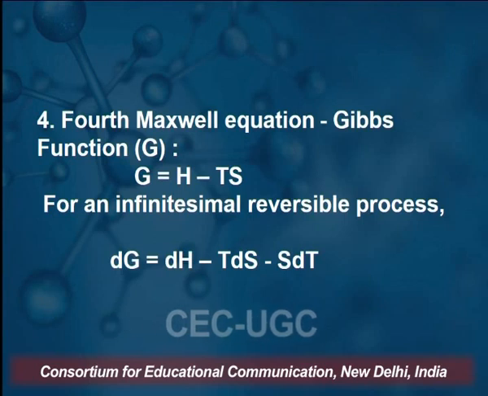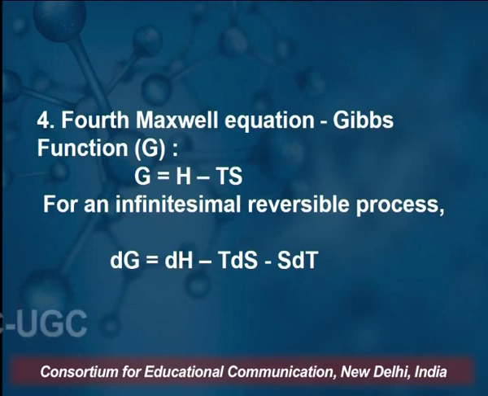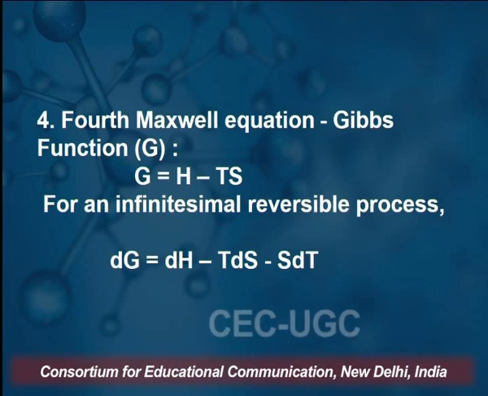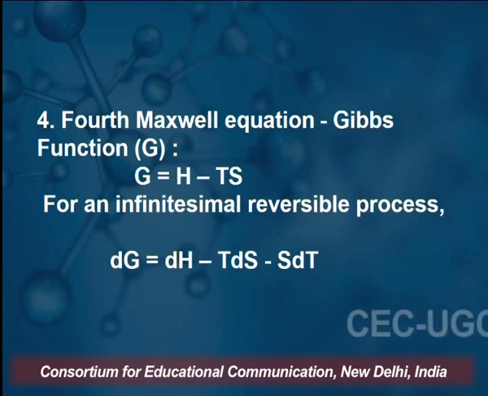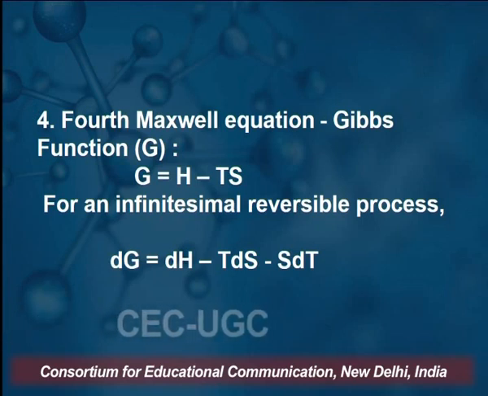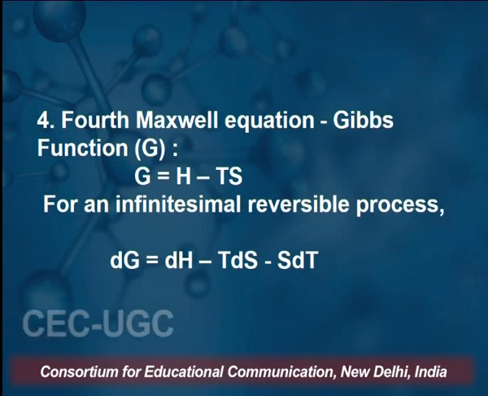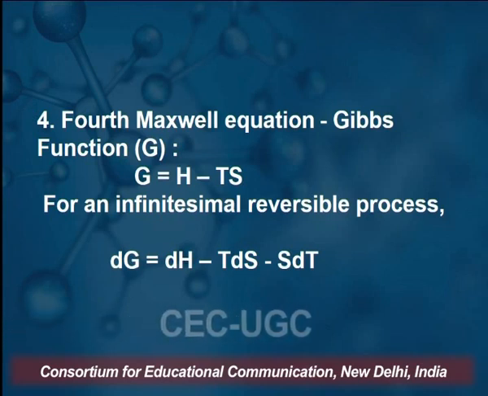Now let us derive the fourth Maxwell's equation. To derive the fourth Maxwell's relation, we use the Gibbs function. As mentioned earlier, each potential gives rise to one Maxwell relation. So we are now left with the Gibbs function. So we will now use the Gibbs function to derive the fourth Maxwell's relation.